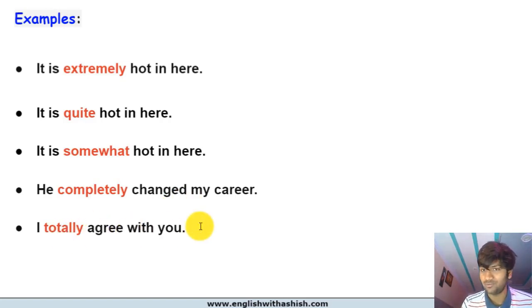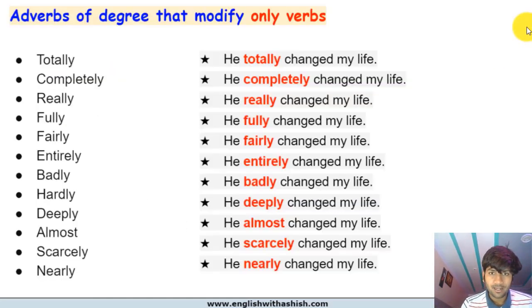I totally agree with you. I agree with you, but to what extent, to what degree do I agree with you? I totally agree with you. I somewhat agree with you, like not completely, 60%, right? So think about it as a meter. It goes up and down, right? All right. Now, adverbs of degree that modify only verbs, right?